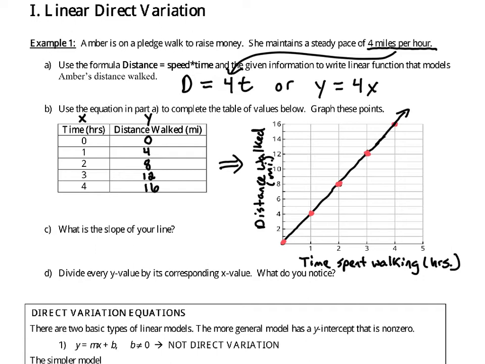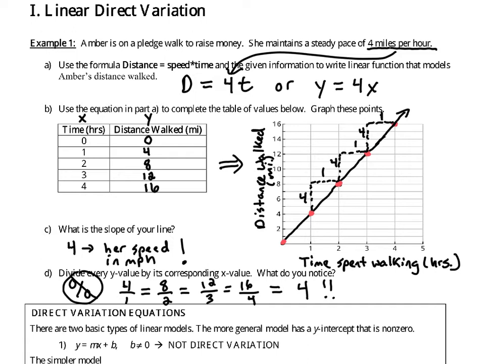The next question is, what is the slope of that line? By looking at the graph or the equation, hopefully you've recognized that the slope is 4, and in this case that represents her speed in miles per hour. Part D asked you to divide every y value or distance by its corresponding x value or time. What did you notice? Well, with the exception of 0 divided by 0, since we cannot divide by 0, notice that every time we divide y by x, we end up with the same exact value, and that value is 4, which, yes, no surprise, relates to the slope.